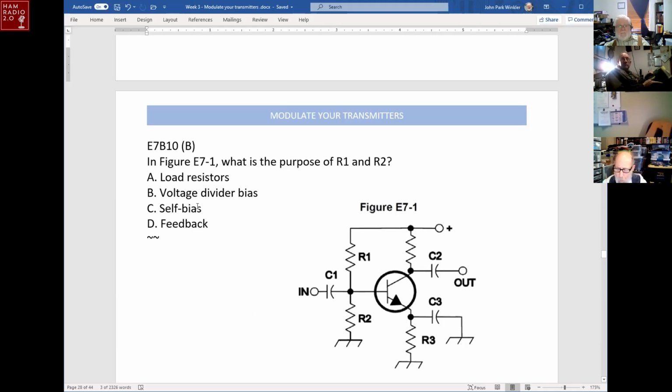We'll look at self-bias in a later question. It's not feedback, because if it were feedback, R1 would come from the collector back, but it actually comes from the power supply, so it's a voltage divider. And they're not load resistors. Load resistors have to do with the output. A load resistor would be out here off the output and down to ground. So it's voltage divider bias.